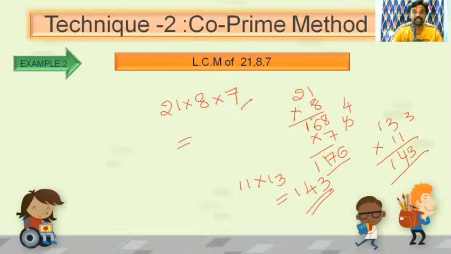So the answer is 1176. 1176 is the LCM. That's simple. Just multiply them directly and write it as the LCM. No need of doing the synthetic division method. Okay, so that's all for this lesson. Let's go to Technique 3.